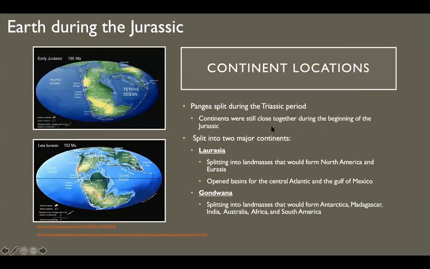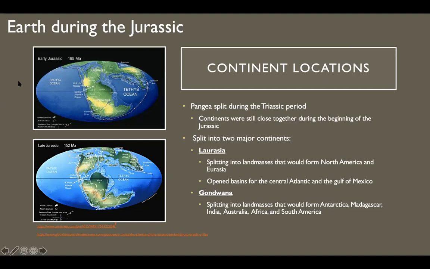And the continental locations. Pangaea split during the Triassic period, but the continents were still close together during the beginning of the Jurassic. But throughout the Jurassic, Pangaea split into two major continents, Laurasia and Gondwana. Laurasia ended up splitting into land masses that would form North America and Eurasia, and it also opened up basins for the Central Atlantic and the Gulf of Mexico. And Gondwana split into land masses that would form Antarctica, Madagascar, India, Australia, Africa, and South America.